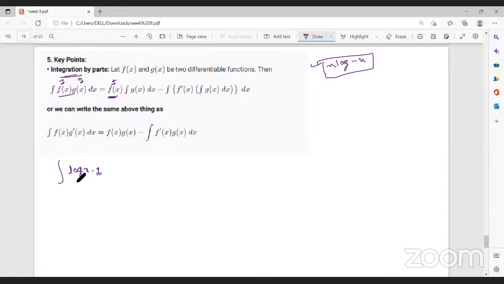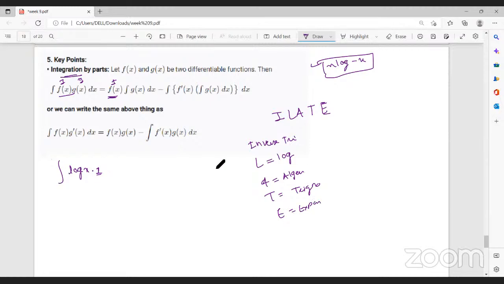Log x, because the second preference is log x. First is inverse, second is log, third is algebraic, then trigonometric, and last is exponential. This is ILATE. I stands for inverse trigonometric function, L for logarithmic function, A for algebraic function, polynomial, T for trigonometric, and E for exponential, right? Here we have a logarithmic function and an algebraic function. Which one is first? Logarithmic. So we consider this as the first function and this one as the second function.